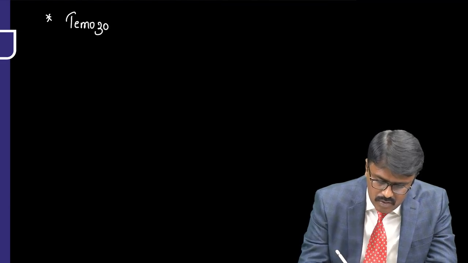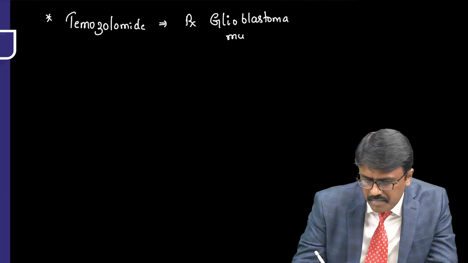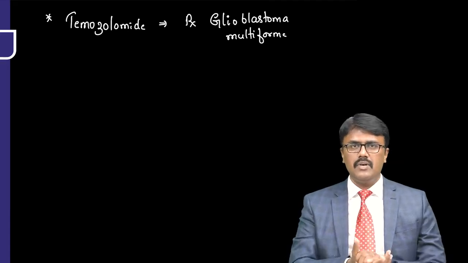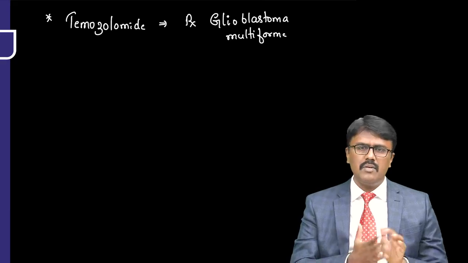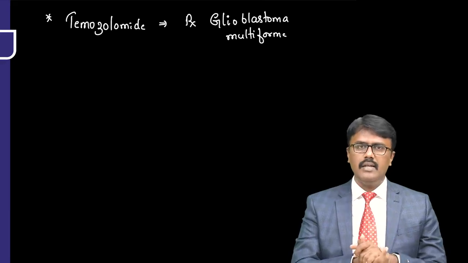The last drug in this category that we are going to discuss is temozolomide. Temozolomide is used to treat a brain tumor called glioblastoma multiforme. So these are the DNA alkylating agents, very important for your exams. There are others also, not so important for you, for example thiotepa and all those things. What is high yielding is what we have discussed here.